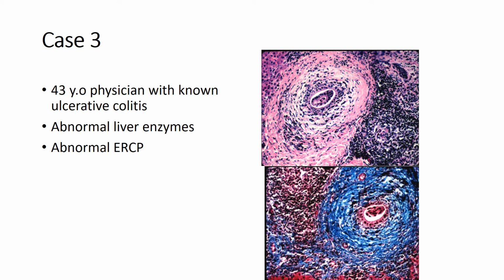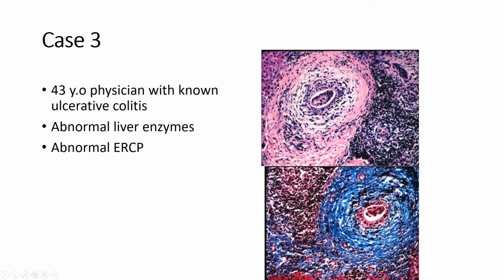Case 3, a 43-year-old physician with IBD, specifically a UC, with abnormal liver enzymes and an abnormal ERCP. This is actually a physician who graduated from this medical school. And because of his history of IBD, his liver enzymes are followed every 6 months. That's the protocol, 6-month intervals. And at the point where the liver enzymes became elevated, they perform an ERCP, which is an endoscopic retrograde cholangiopancreatography.